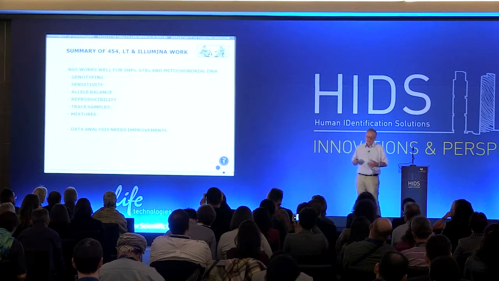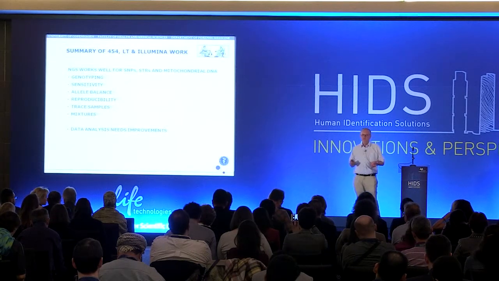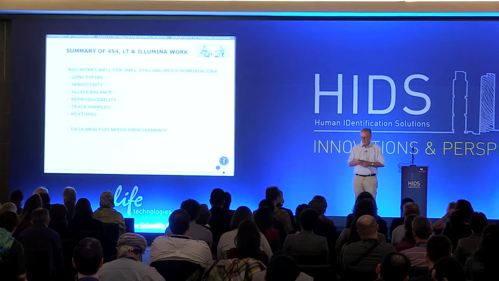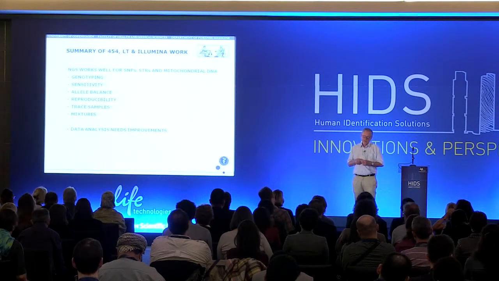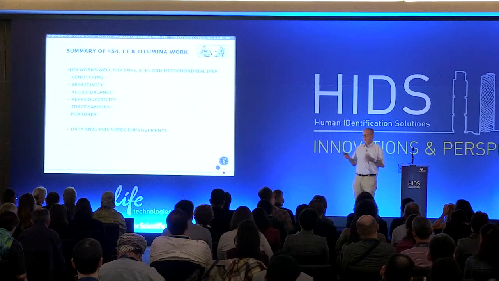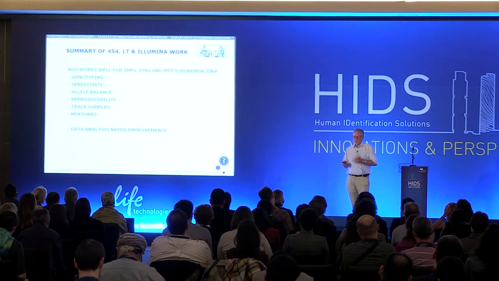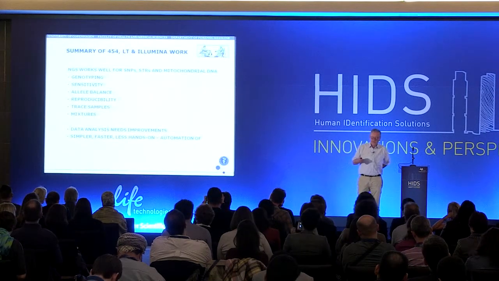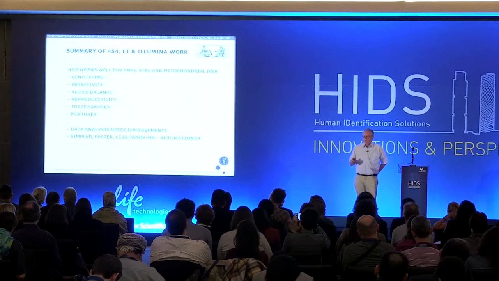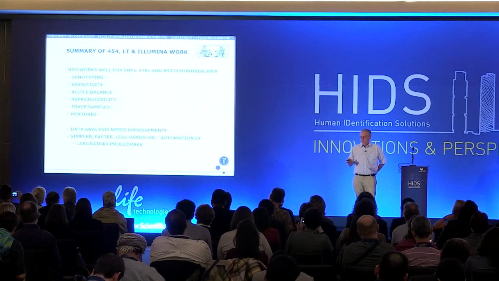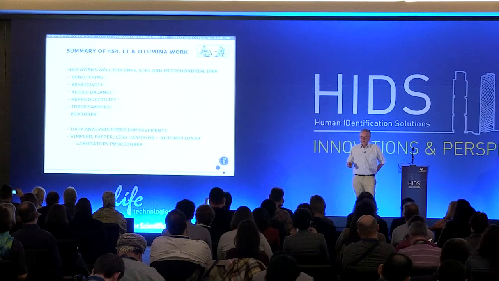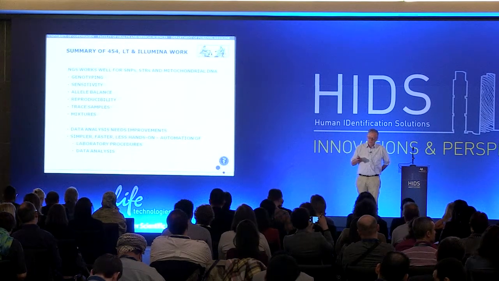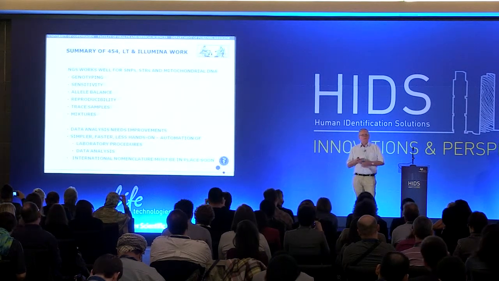One of the things that we need is to have better data analysis tools. And I know that the companies are working on it, and we are also working on it so that we can take out the data from the various devices and treat the data as we think they should be treated. And we need simpler, faster, and less hands-on automation of the laboratory procedures and the data analysis. That's very important because it can take a lot of time to do this. And of course, we need the nomenclature in place.